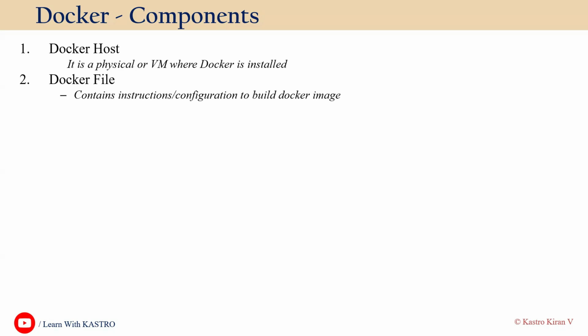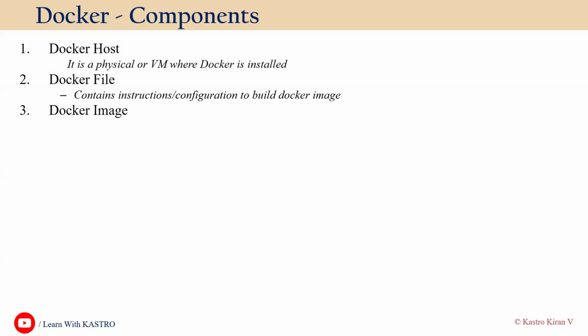Dockerfile is something which contains the set of instructions or the configurations in order to build the Docker image. Without having the Dockerfile, or without writing the Dockerfile, we cannot build a custom Docker image. So Dockerfile contains the set of instructions or the configurations that are required in order to build the Docker image. And then comes Docker image.